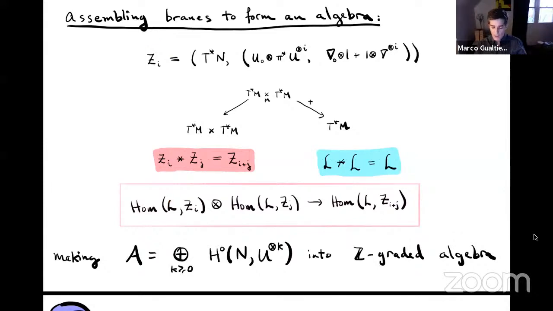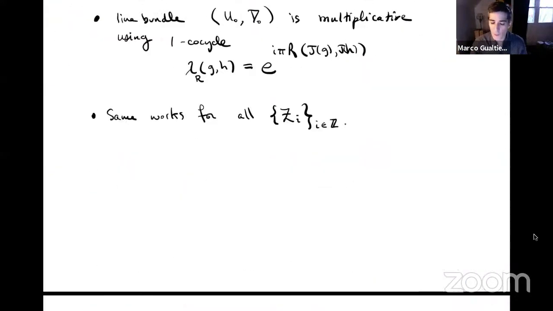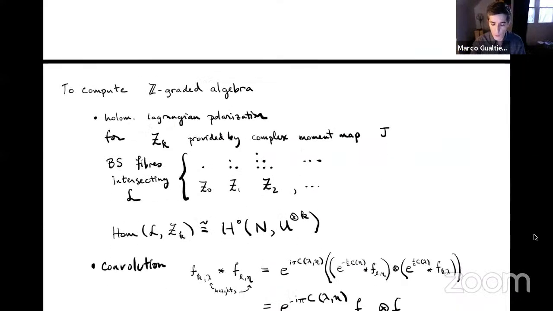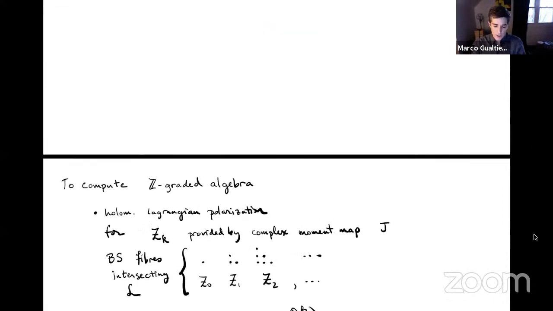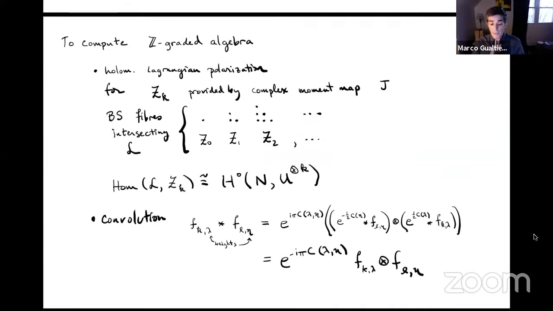Remember that this is how I built the algebra. So now I have replicated all of the elements of the setup, but in a case where the groupoid is not abelian, the groupoid is much more complicated. Okay, so there is nothing stopping us now from computing the Z-graded algebra. So we need a holomorphic Lagrangian polarization. As is always the case in geometric quantization, the difficulty is in finding the polarization.